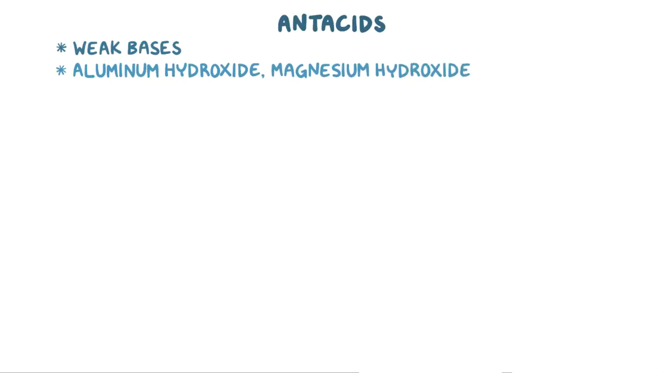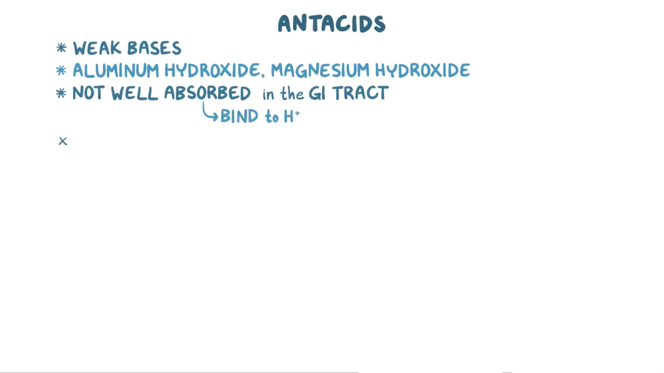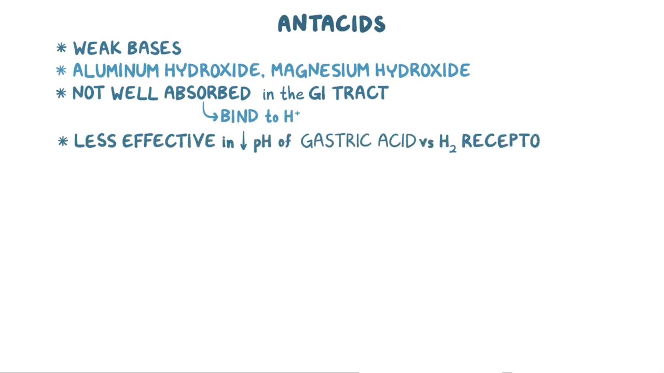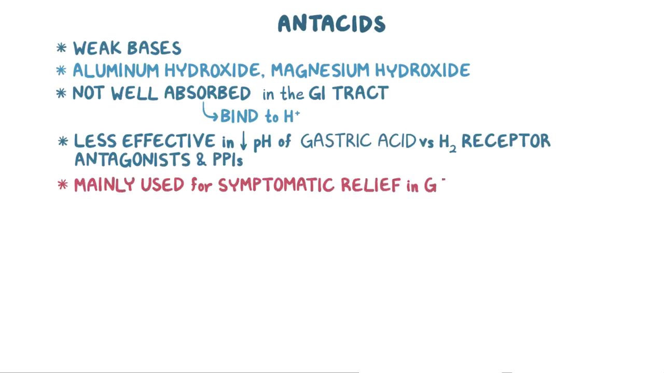Finally, we have the antacids, which are weak bases like aluminum hydroxide and magnesium hydroxide. These two medications are not well absorbed in the GI tract, so once they get to the stomach, they can neutralize some of the acidity by binding to hydrogen ions. In general, they're less effective in lowering the pH of gastric acid when compared to H2 receptor antagonists and PPIs, and are mainly used for symptomatic relief in GERD.